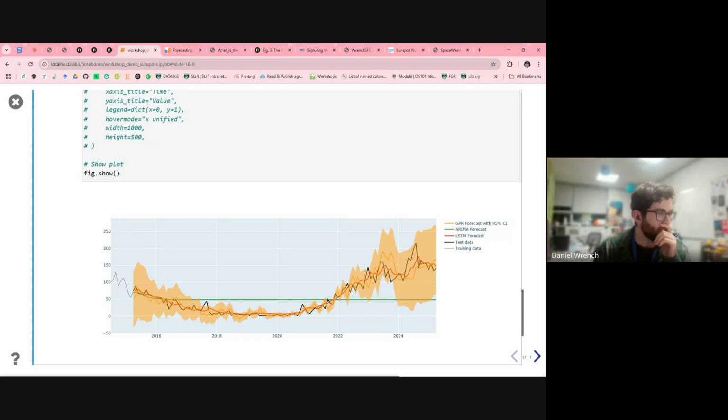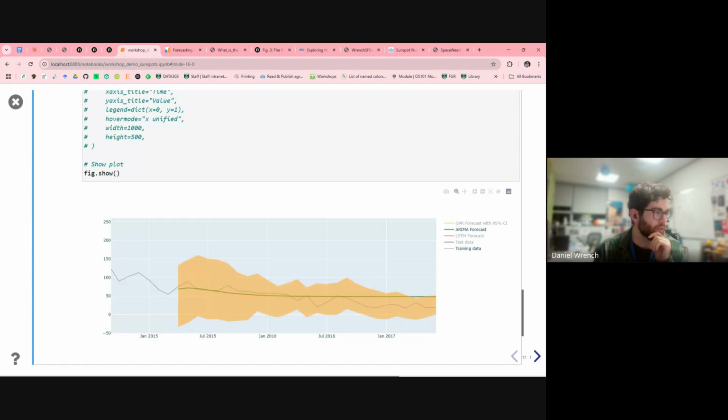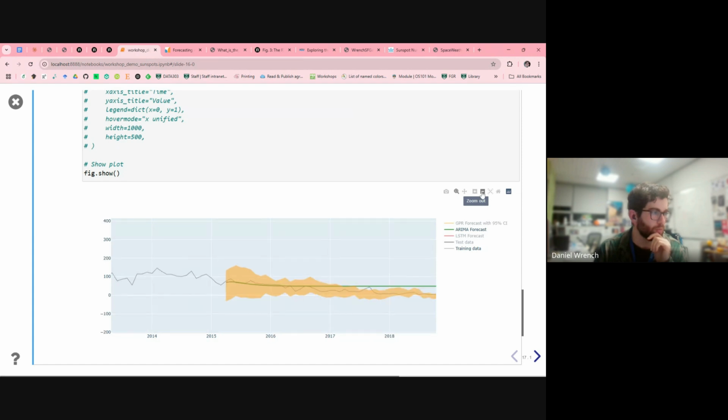So the first thing to pull out is this, actually let's keep the test data. Oh, I can't get rid of that, that's fine. So if we just focus on the green line, this is our ARIMA forecast, right? And as I mentioned, it quickly reverts to the mean. If we look at this period here, actually maybe this will be good. Zoom out a bit.